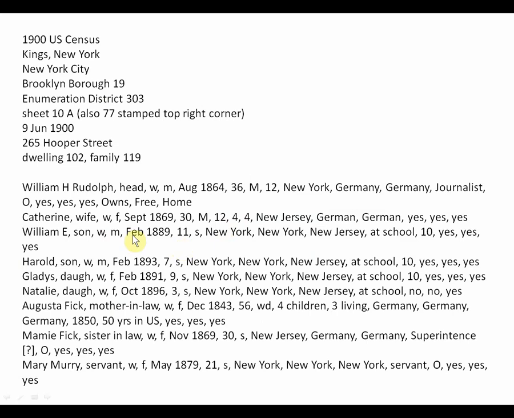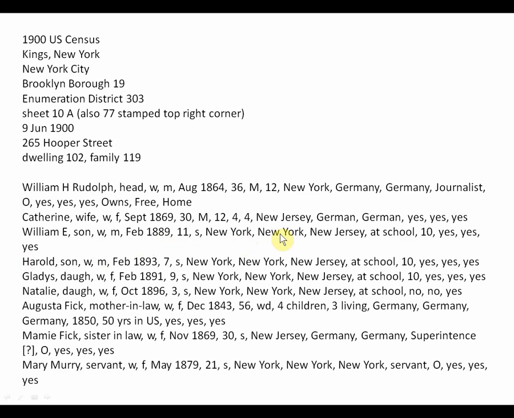One of the nice things about every census is it seems to have little tidbits of information that are not contained in other censuses. The 1900 census lists the birth month and the birth year. So we don't have to calculate when he was born. This census is telling us he was born in February of 1889.